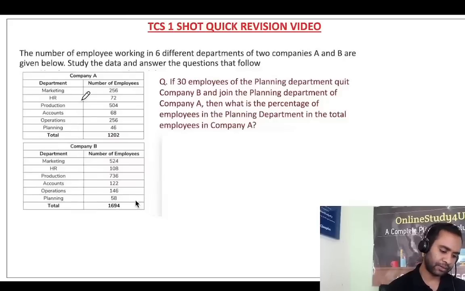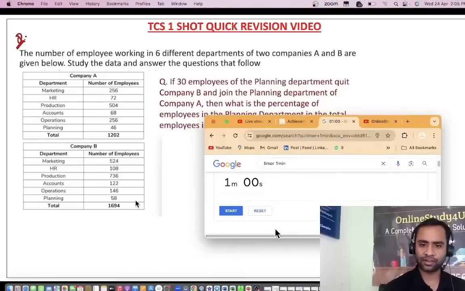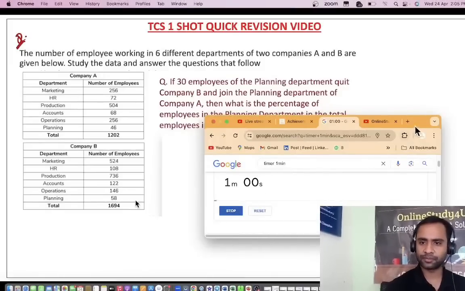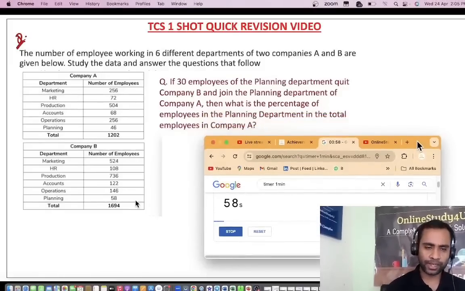Okay, fine. Now next question. It's a data interpretation question, so let us start the timer here. The number of employees working in 6 different departments of 2 companies A and B are given below. Study the data and answer the question that follows.